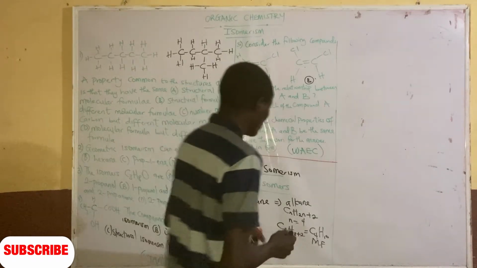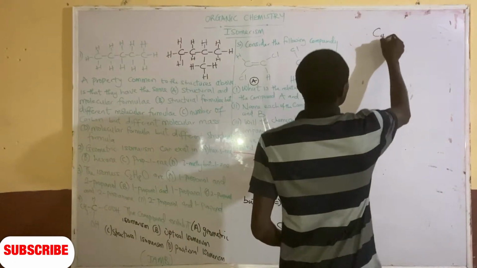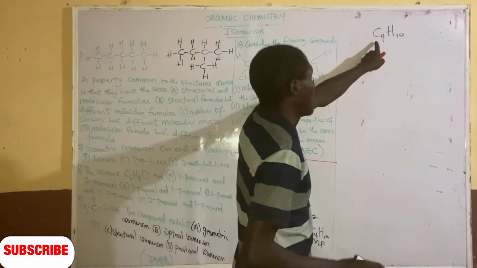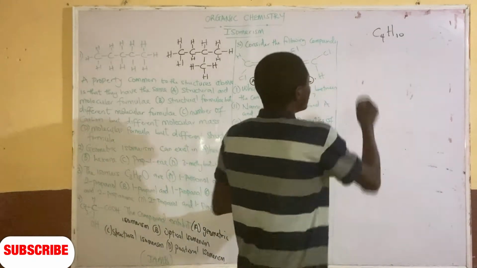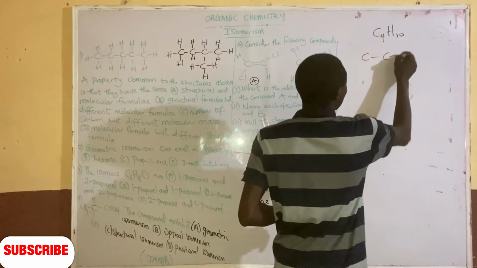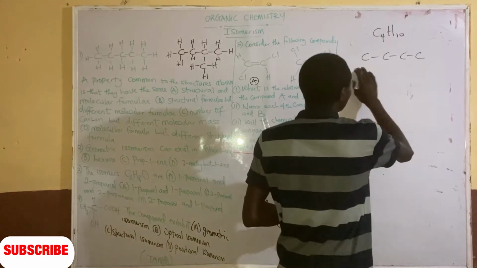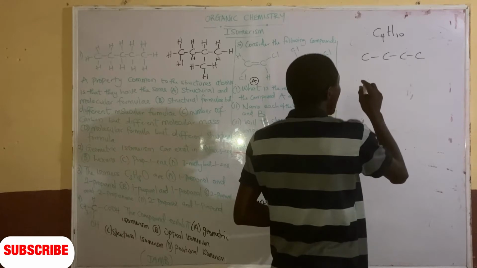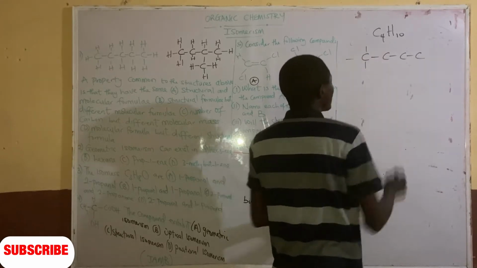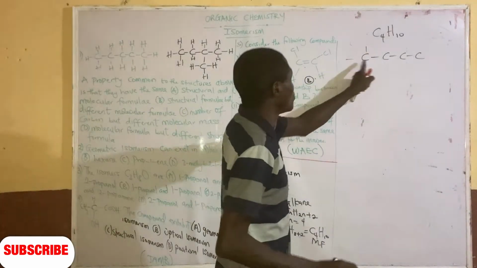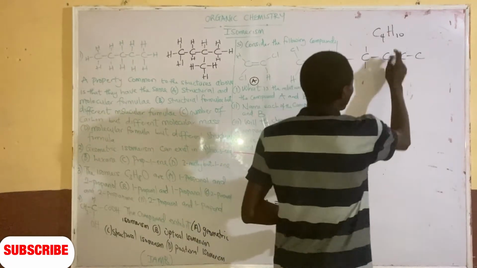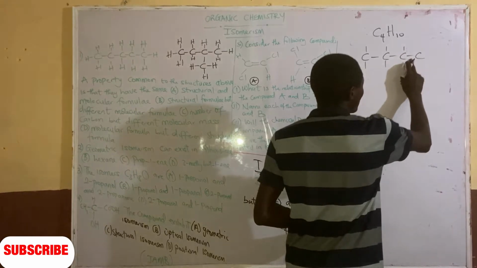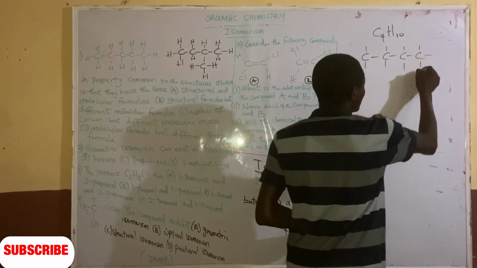Now let's first draw the 2 isomers of butane, C4H10. Butane has 4 carbon, so we write carbon, carbon, carbon, carbon. And it has 10 hydrogen. Each carbon is surrounded by 4 bonds: 1, 2, 3, 4. You put one here, one here, one here, one here. This one is already connected to 1, so you put 3 there.